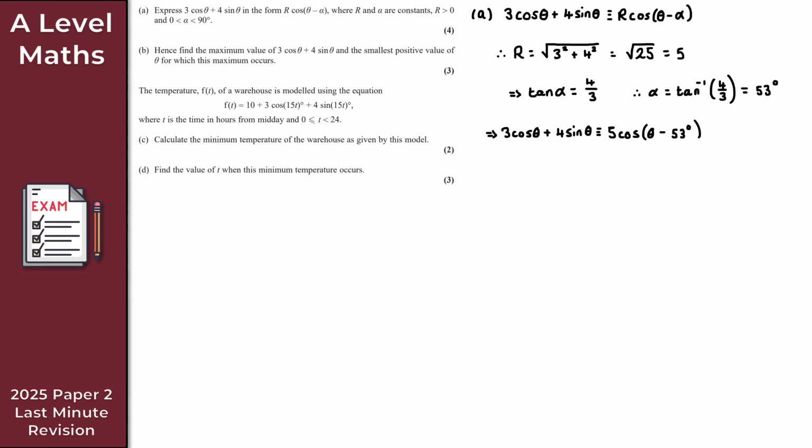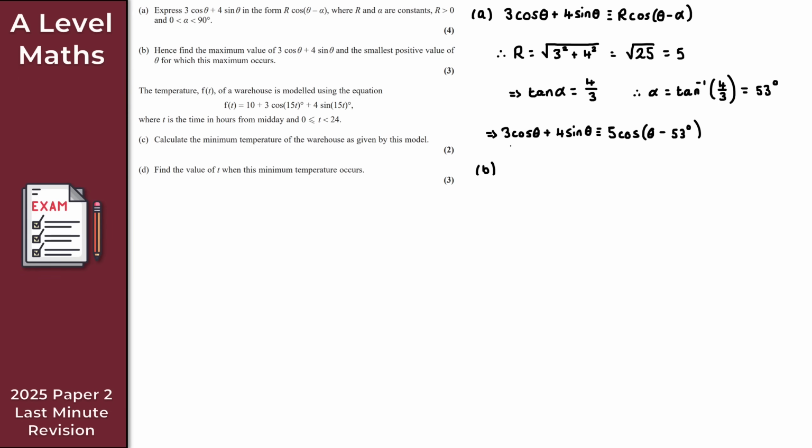Part A. Now for the next part of this question, part B here, what do we want to do? It says, hence find the maximum value of 3 cos theta plus 4 sine theta, and also the smallest positive value of theta for which this maximum occurs. So for part B then. Now the fact that it says hence find here would suggest that the answer from part A, that is this line of work in here, is probably going to be useful to help us answer part B.